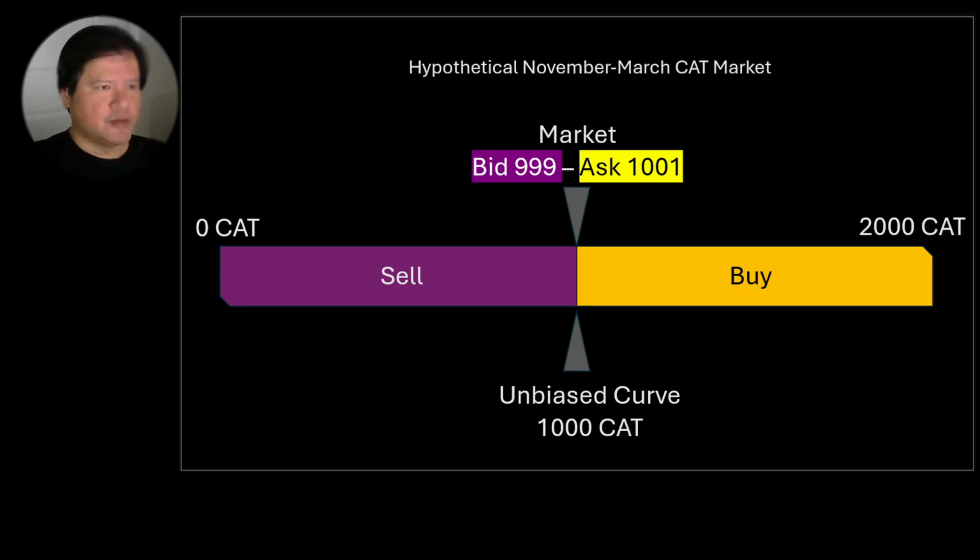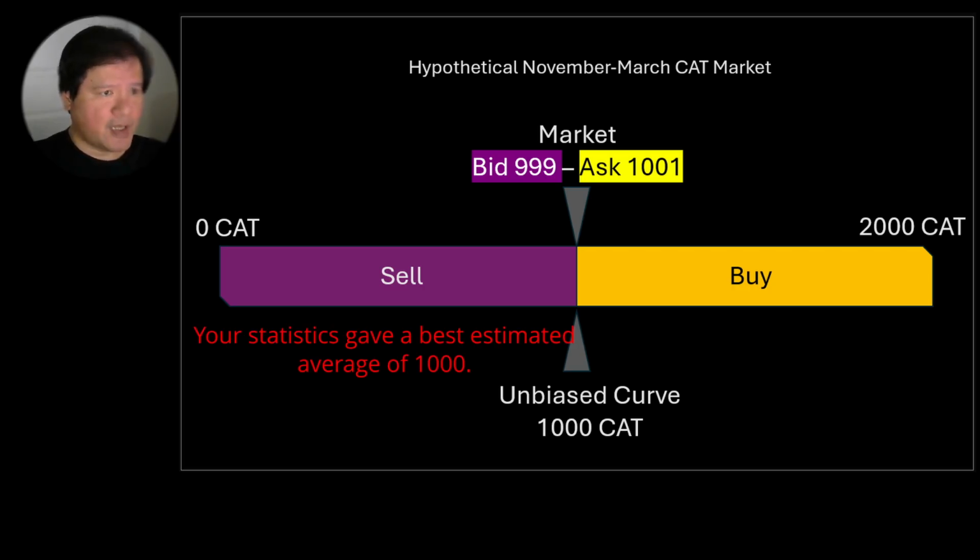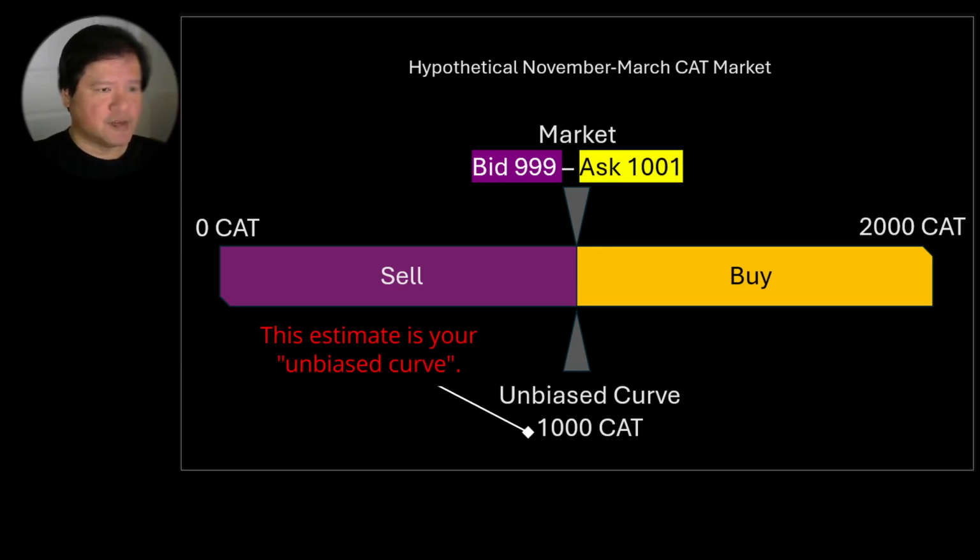This is a hypothetical Novi-March cat index for some city that we're going to trade. Let's say the range of cats in this index ran from 0 to 2,000. And let's say you ran your statistics and it showed that the best estimate for where the Novi-March cat is going to land is going to be 1,000. So your unbiased curve is smack in the middle and starts at 1,000.